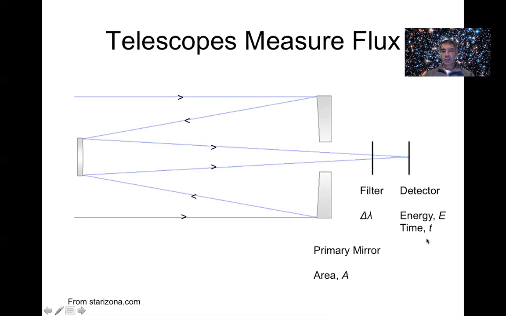So what does a telescope do? It measures a certain amount of energy that is falling on this cross-sectional area here, passing through a certain wavelength interval over a certain amount of time. Okay, so that's flux. It's the amount of energy per unit area, per unit time, per unit wavelength interval. So this is exactly what a telescope measures. That's why flux is so fundamental, because it's the starting point for everything we do when you're observing radiation with a telescope.